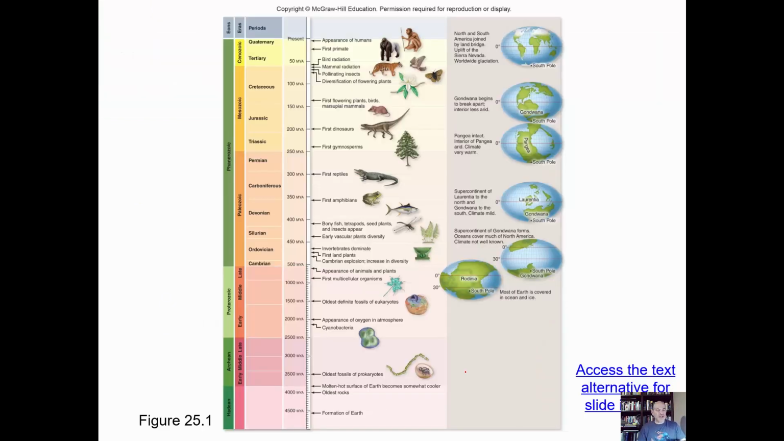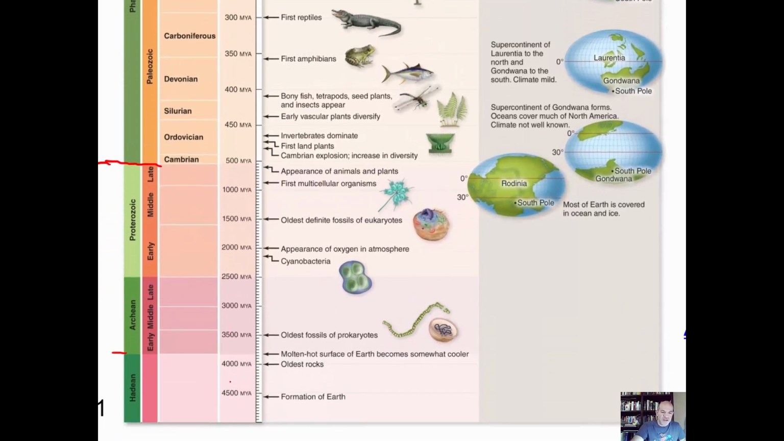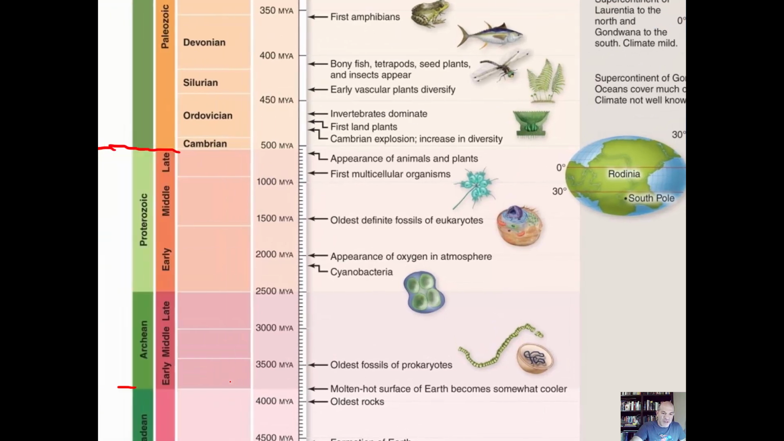So here's what it looks like with the life forms as they appear in the fossil records. I want you to keep in mind here that anything before this represents that 4 billion years of time. And our 4 eons are, let's zoom in here. And I'll tell you what I'd like you to know for now.